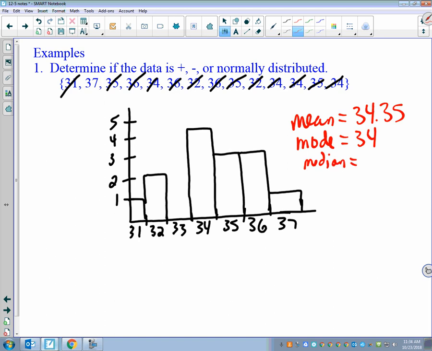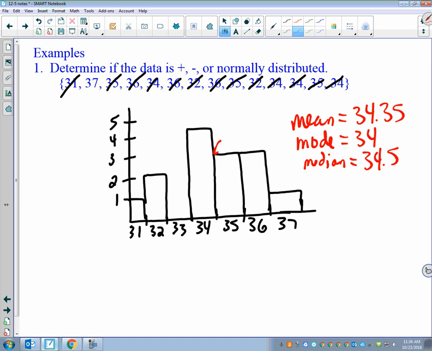The median: there's one of these and one of these. There's two of these, two of these. And then if you went in 1, 2, 3, 4, 1, 2, 3, 4, you would be right here in the middle of 34 and 35. So without actually having to write it all out, I can tell that the median is 34.5.